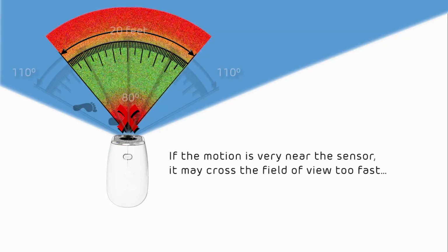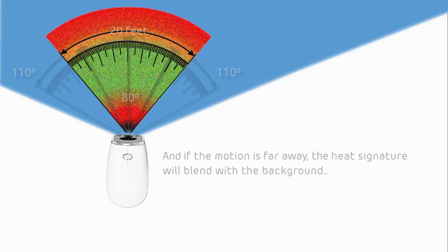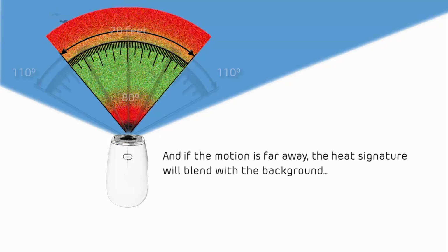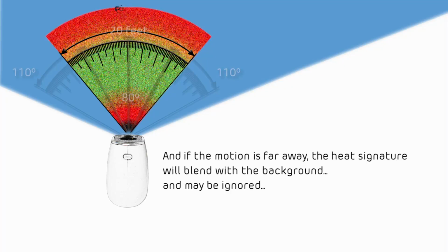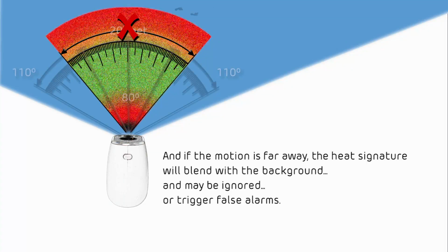If the motion is very near the sensor, it may cross the field of view too fast and will be missed. And if the motion is far away, the heat signature will blend with the background and may be ignored or trigger false alarms.